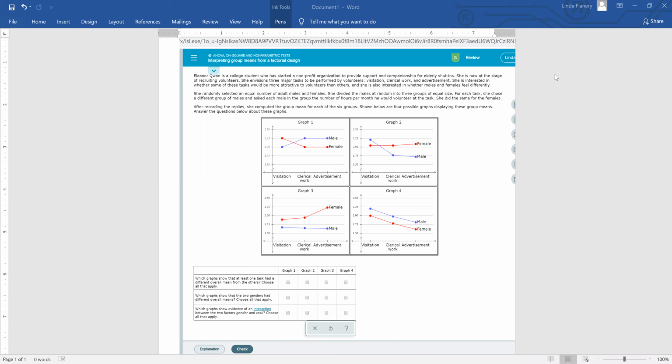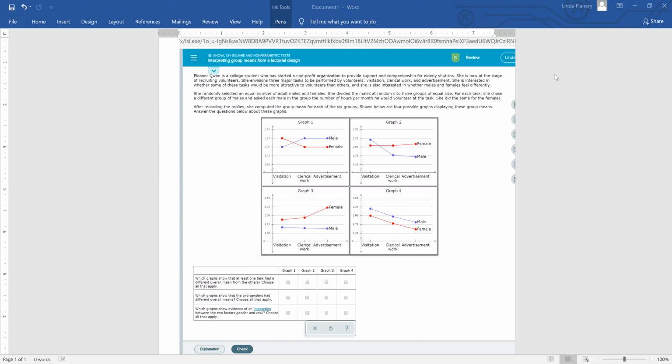It says Eleanor Kwan is a college student who has started a nonprofit organization to provide support and companionship for elderly shut-ins. She is now at the stage of recruiting volunteers. She envisioned 3 major tasks to be performed by the volunteers: visitation, clerical work, and advertisement. You can see along the bottom, the x-axis, she's got visitation, clerical work, and advertisement for each of the 4 graphs. She's interested in whether some of these tasks would be more attractive to volunteers than others. She also is interested in whether males and females feel differently.